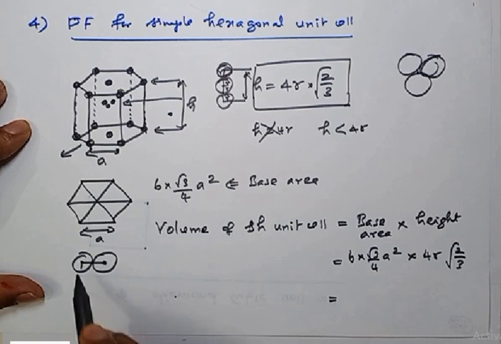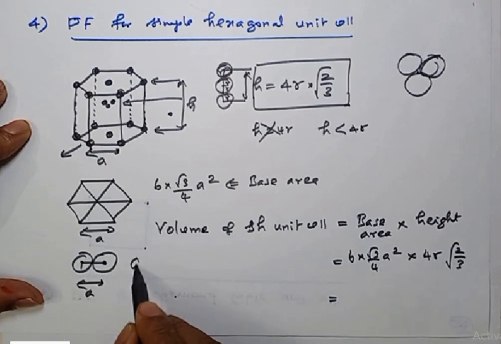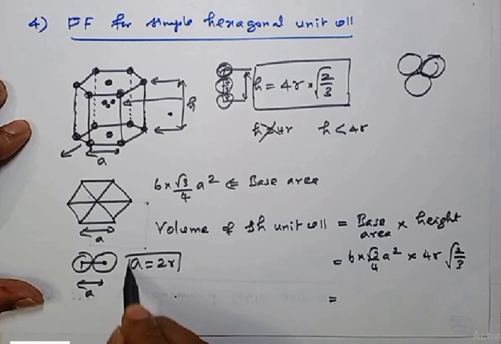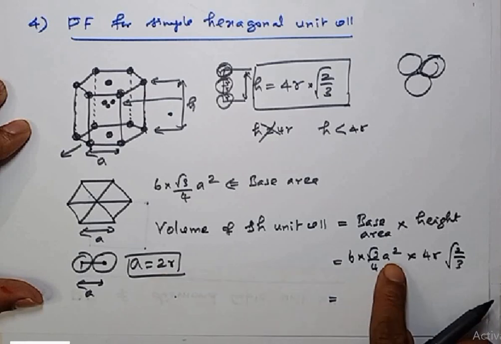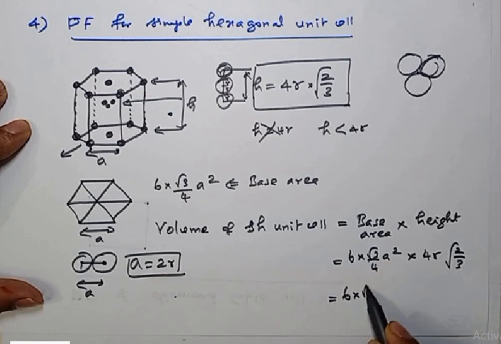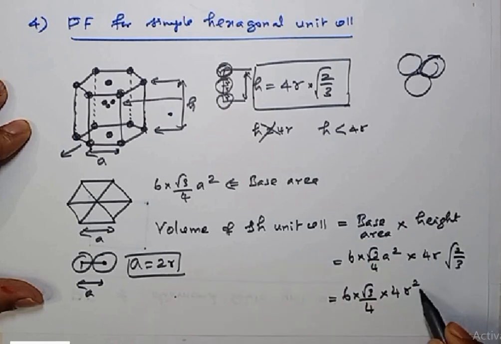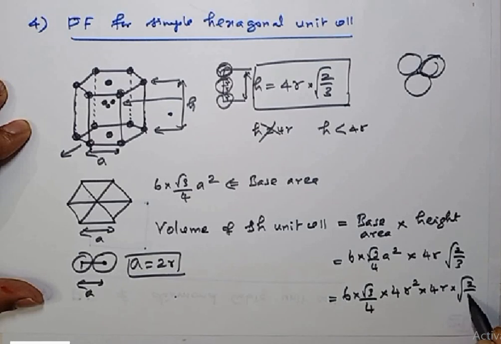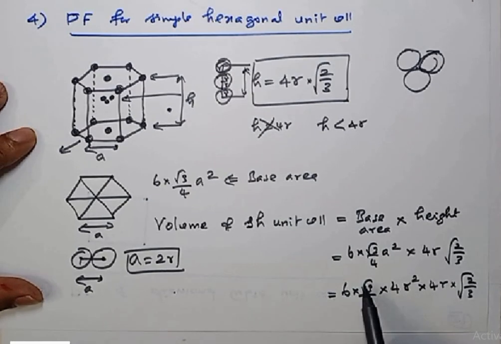Therefore, this length is nothing but A, which is equal to 2r. So in this case, remember, A is equal to 2r. Substitute this A here. So you will get 6 into root 3 by 4 into A value, which is 2r. So A square is 4r square, into 4r into square root of 2 by 3. So root 3 and this root 3 cancel. 4 and 4 we can cancel.